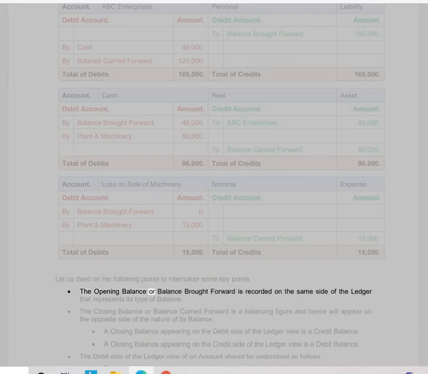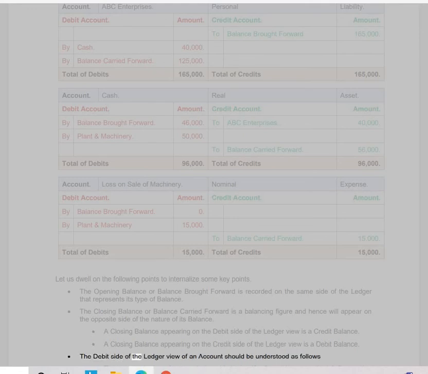The opening balance, or balance brought forward, is recorded on the same side of the ledger that represents its type of balance. The closing balance, or balance carried forward, is a balancing figure, and hence will appear on the opposite side of the nature of its balance. A closing balance appearing on the debit side of the ledger view is a credit balance. A closing balance appearing on the credit side of the ledger view is a debit balance.